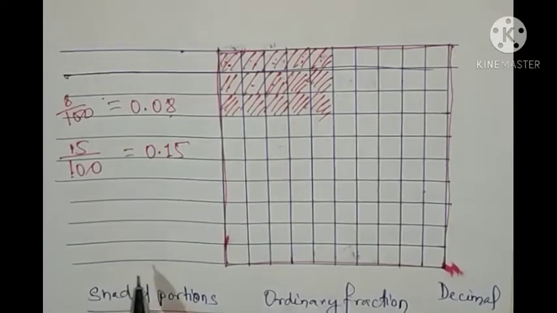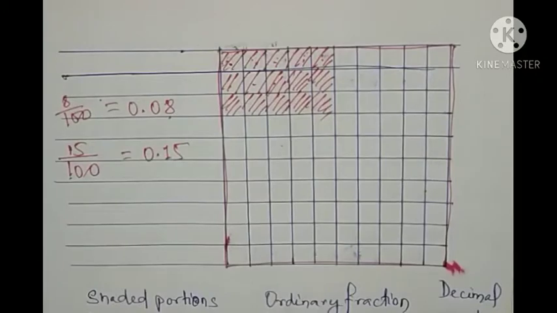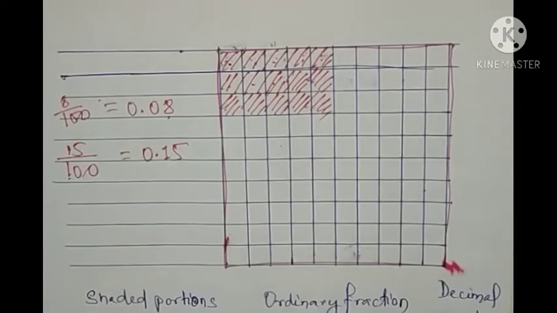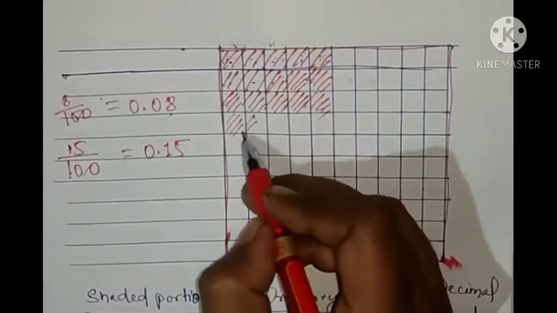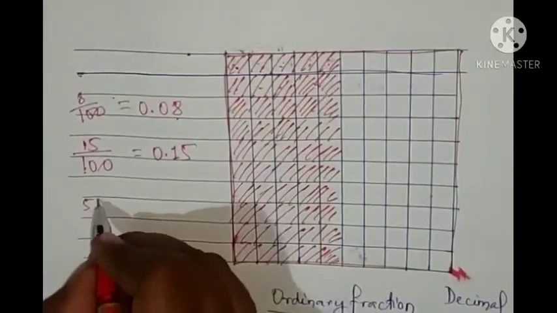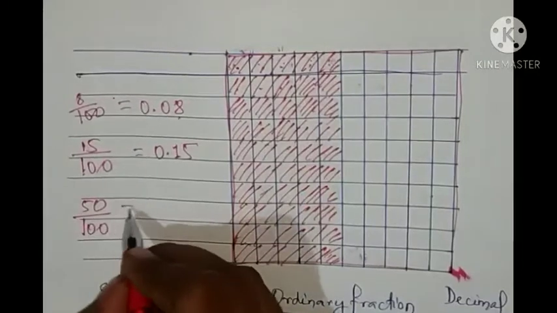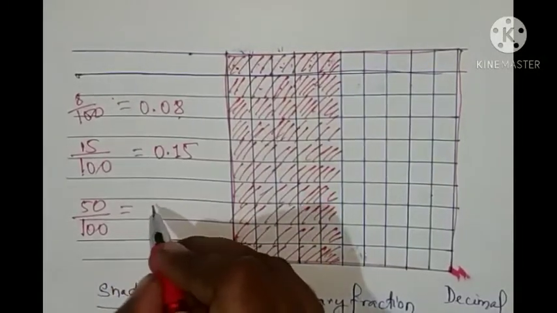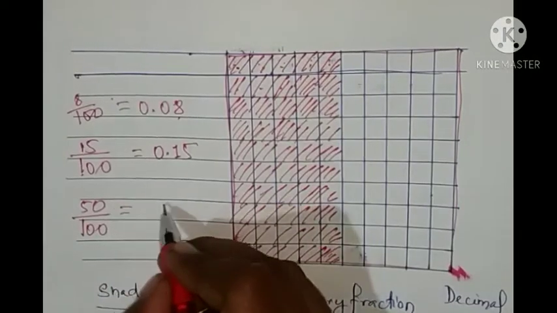Next you see, if I mark 50 squares, 50 squares means 50 by 100. Look here, what can we write?